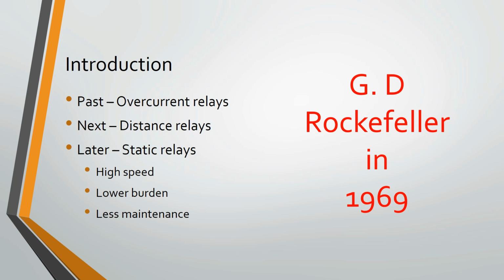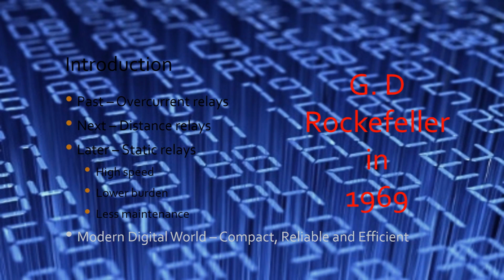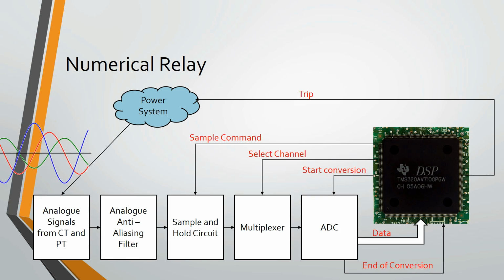G.D. Rockefeller in 1965 introduced the first digital relaying scheme. And so was born the modern digital world. It was more compact, reliable, and efficient. We'll see the structure of it.